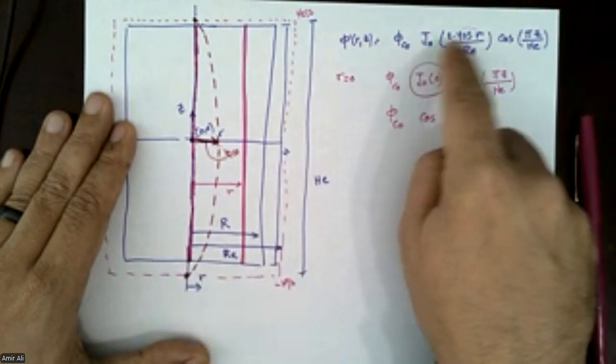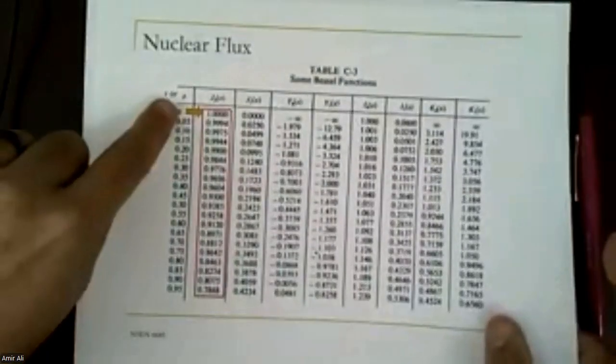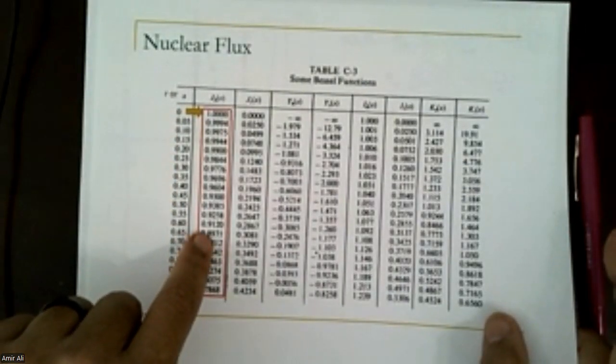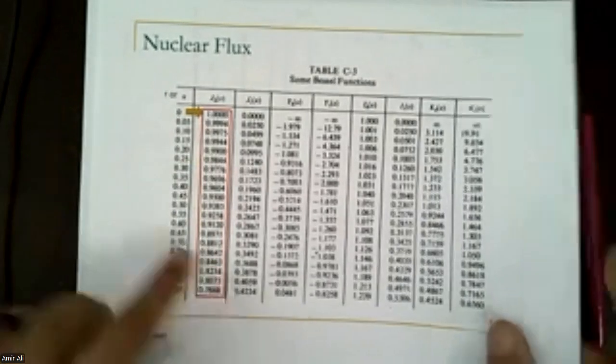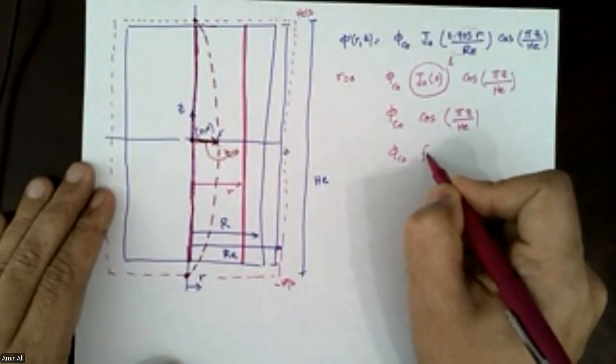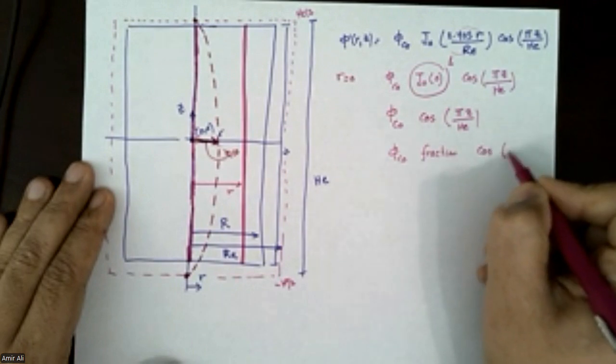So I will have J node of a number. I will go to that Bessel function here. I will find what this number is. I will find the corresponding J node of that number. It's going to be a fraction. So I'm going to end up having phi c node times a fraction times the same curve.